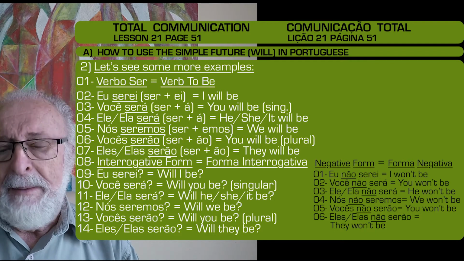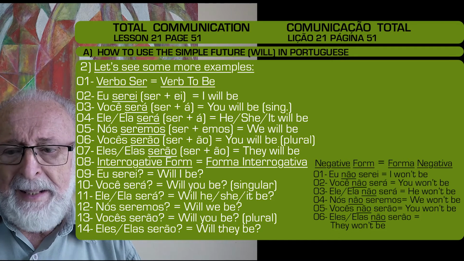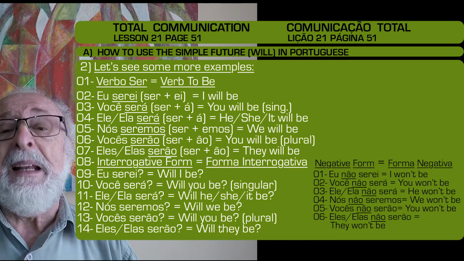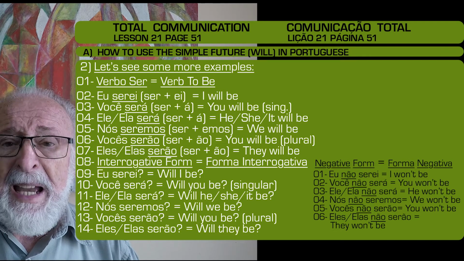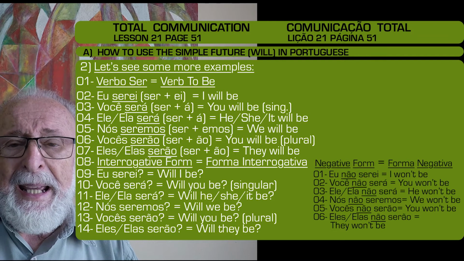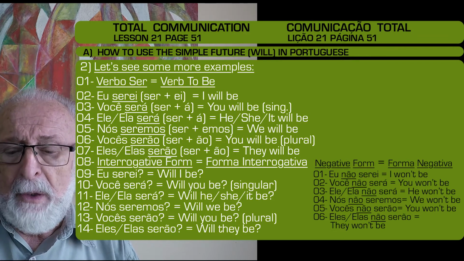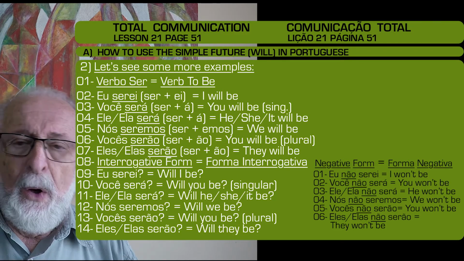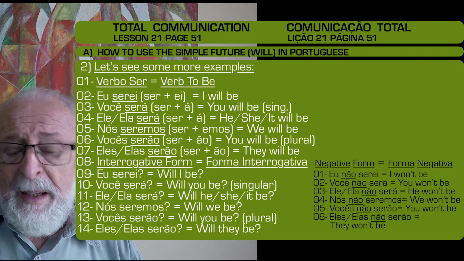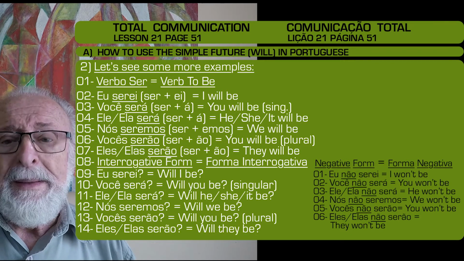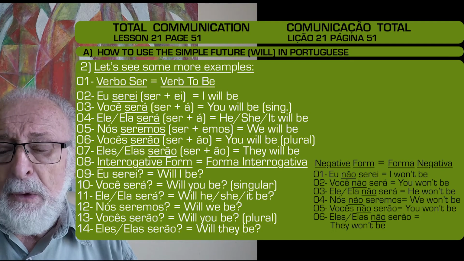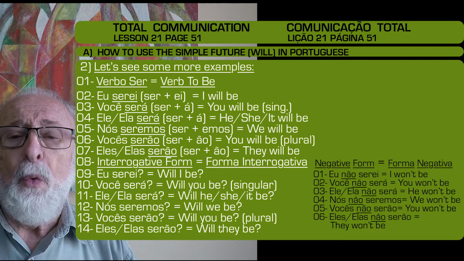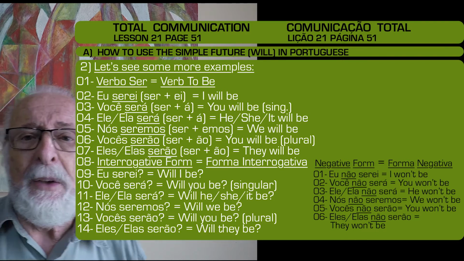I put in black on your right the negative form, forma negativa. In the negative form, we just have to add não, N-A-O, N-A tilde O, no. Não means no, not, okay? No or not in English. Then in line 1, I put there, eu não serei, I won't be, eu não serei.